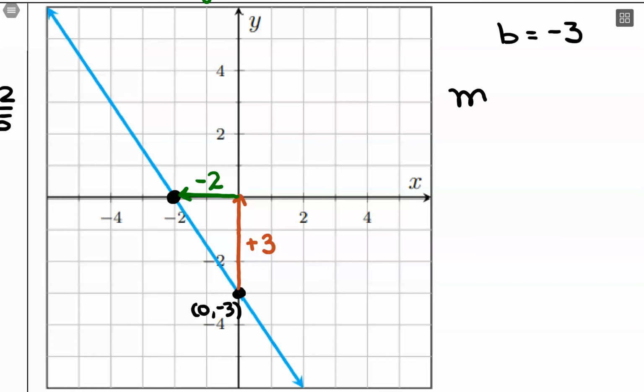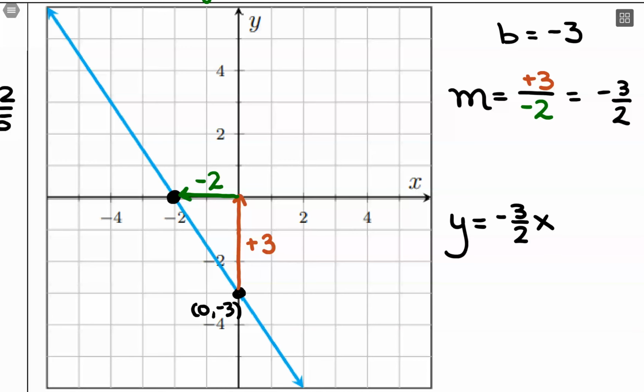So for slope, in the numerator, we'll have our change in y, which is that positive 3, and in the denominator, change in x, which is that negative 2. So that slope is a negative 3/2. So we'll have y equals negative 3/2 times x, and then plus b, which is a negative 3, so we'll have a minus 3 there.